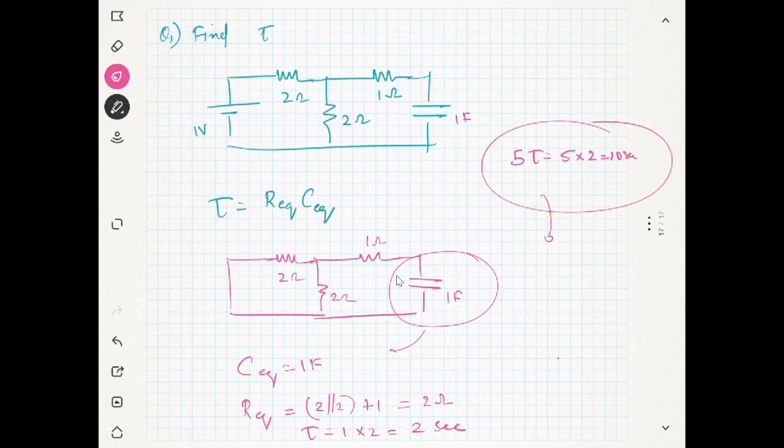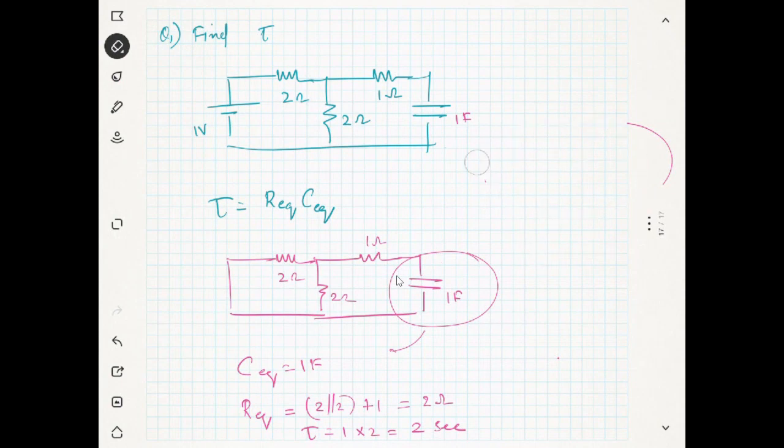So after 10 seconds, if you remove the source from the circuit, your capacitor will discharge. Anyway, I'm not going to write it. We'll see the details in some problems later.